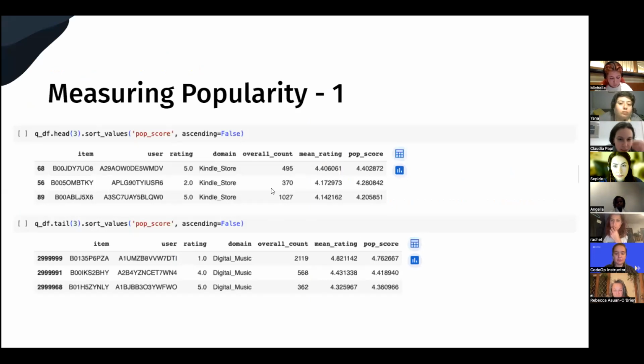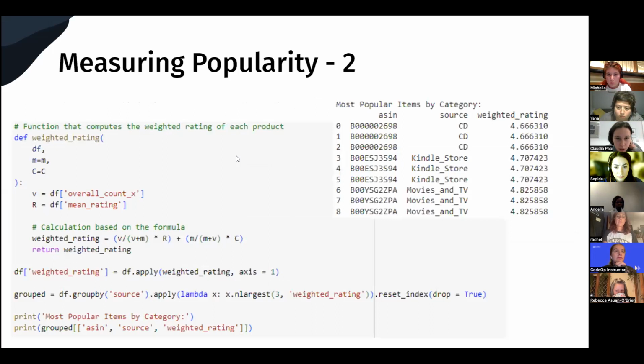So yeah, this is just a snapshot of how to measure popularity. Here we see the domain. So this was Kindle. These were the most popular Kindles, actually. We can see the number of ratings, not reviews, but ratings. This was for music and the most popular ones. And this was another way of looking at popularity.